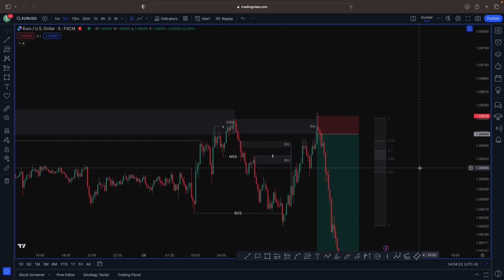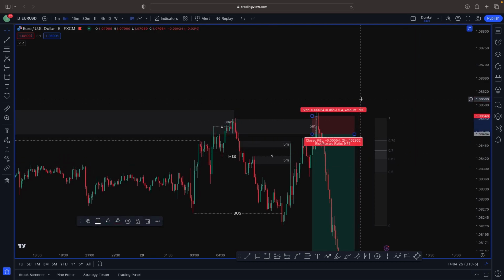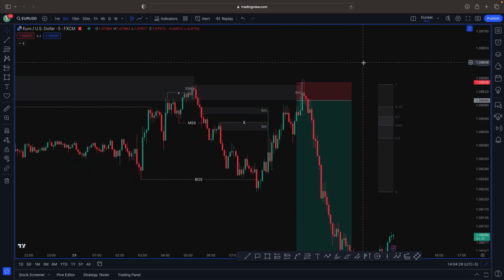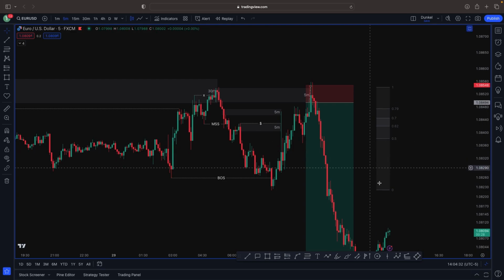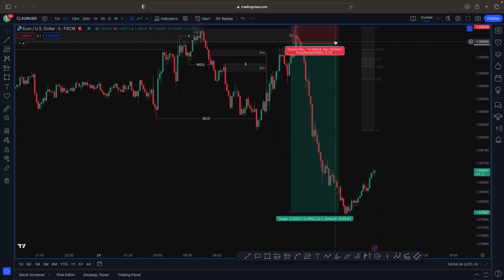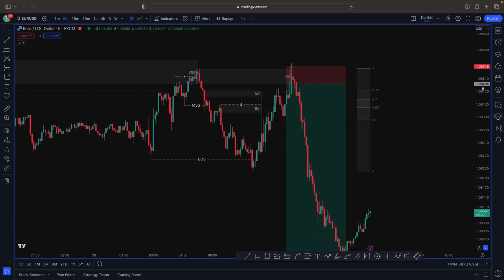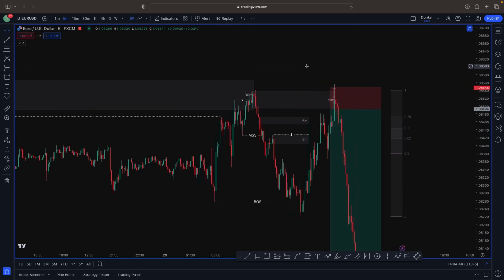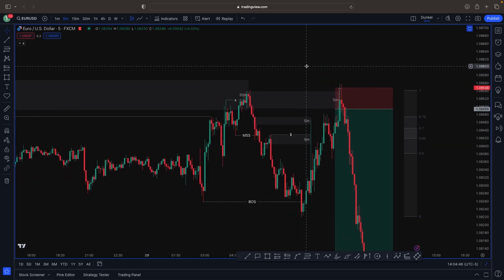But as you can see, I got stopped out pretty quickly. And I basically missed out on all this profit. I think it would have been $1,000 or something like that. But yeah. Now, why did I get stopped out? Because my stop loss was a bit too tight. And also I could have waited for a candle confirmation on the lower time frame.